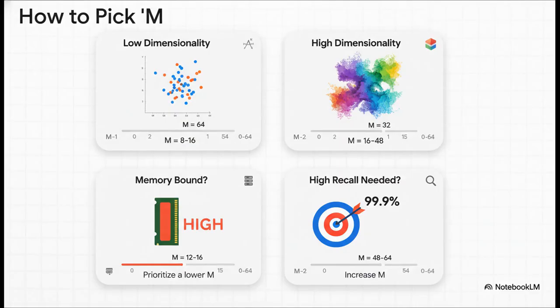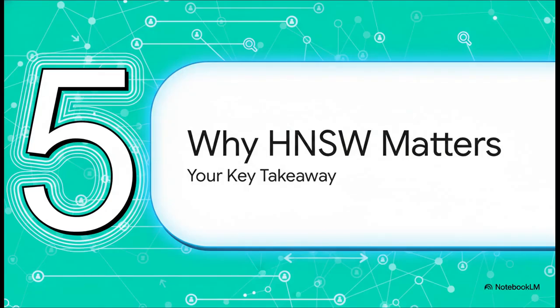Now you see this term dimensionality here. Don't let that scare you. All it means is how many features you're using to describe something. A point on a map has 2 dimensions, right? Latitude and longitude. But a modern AI embedding that captures the meaning of an image, well, that can have thousands of dimensions. So for that kind of complex, high-dimensional data, you just need a more detailed road network, a higher M to navigate it well. And of course, if you need the absolute highest accuracy, you crank M up even more, assuming you've got the memory to handle it. So we've gone on a whole journey here, from highways all the way to logarithmic speed.